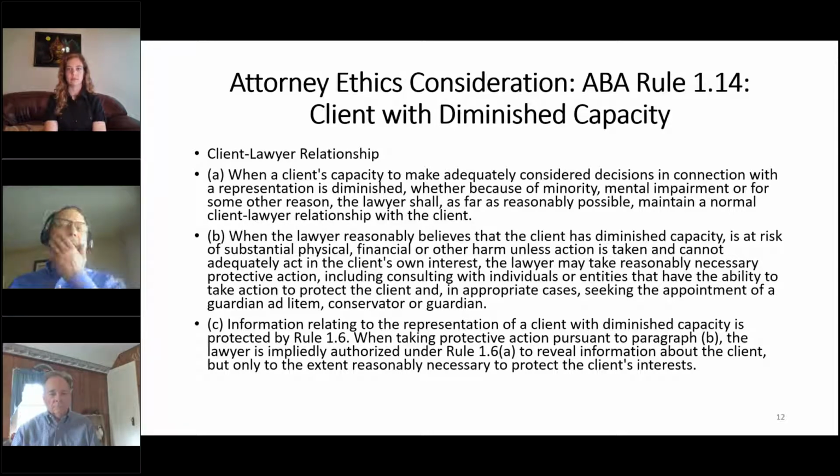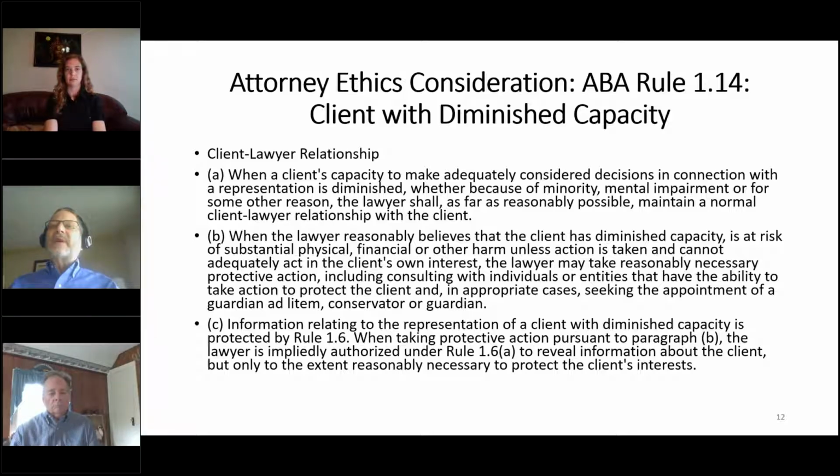So ABA Model Rule 1.14 talks about dealing with a client with diminished capacity, and certainly if a client has an addiction issue, it's possible that there's an issue of diminished capacity. So when a client's capacity to make adequately considered decisions in connection with representation is diminished, and certainly impairment by drug or alcohol use as an example could do that, the lawyer shall, as far as reasonably possible, maintain a normal client-lawyer relationship with the client. And we're going to talk about each of these in a minute. I'm just kind of setting the table now.